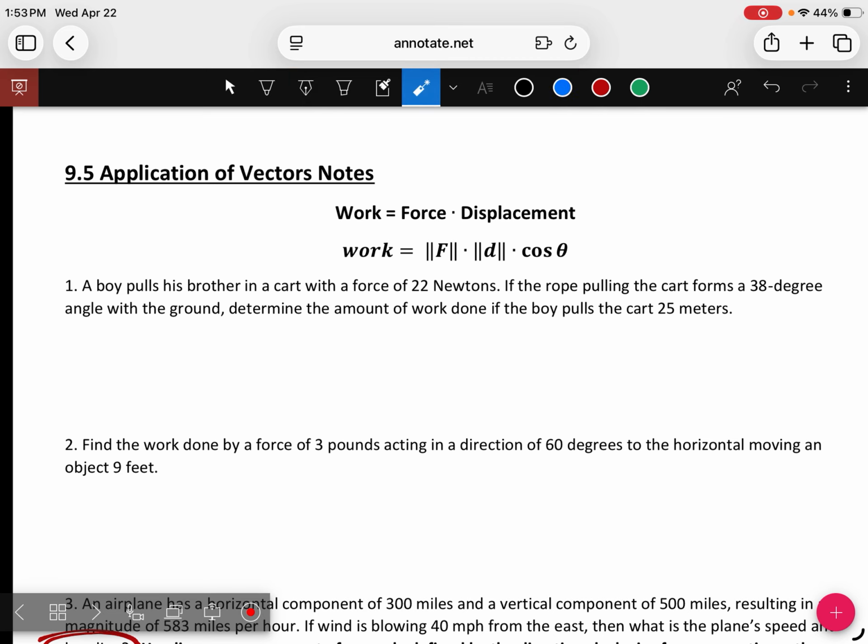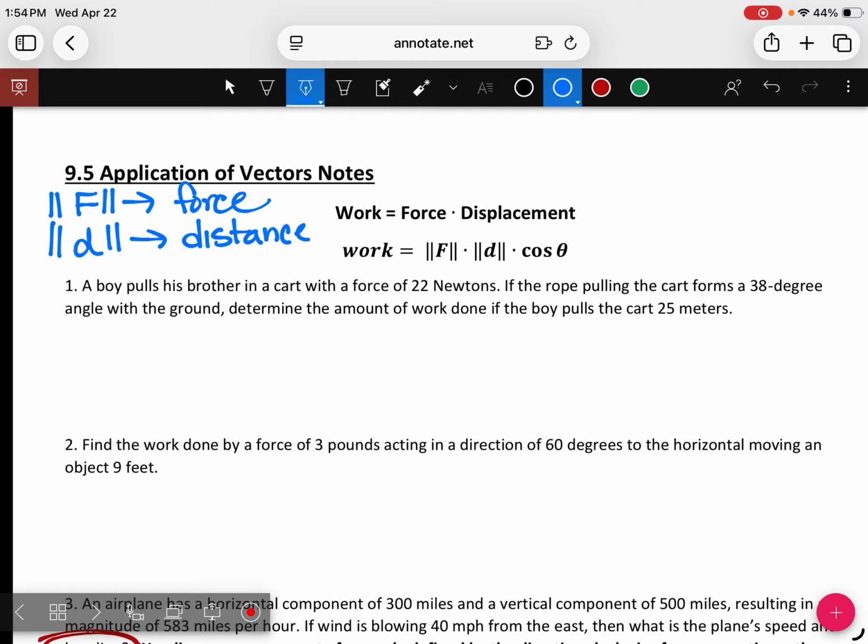All right, so now let's talk about work. Formula for work is simple. It's force times your displacement, which is distance, cosine of angle. So again, this means force, and this stands for your distance. Very simple formula. Extremely simple.